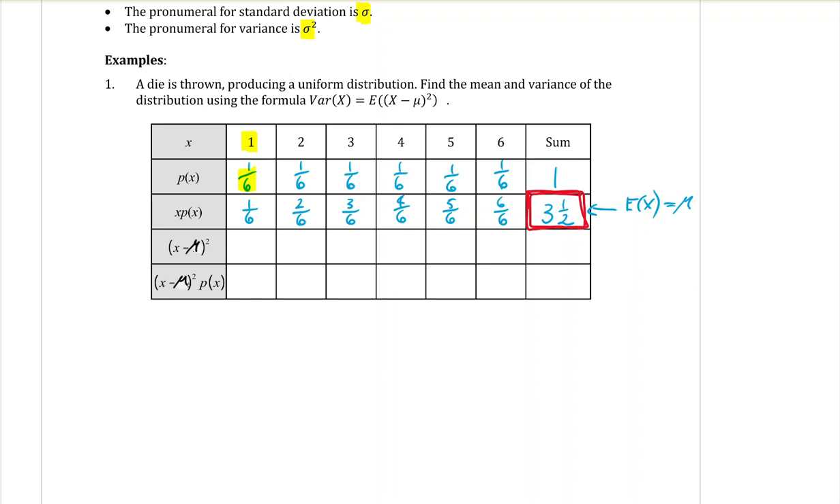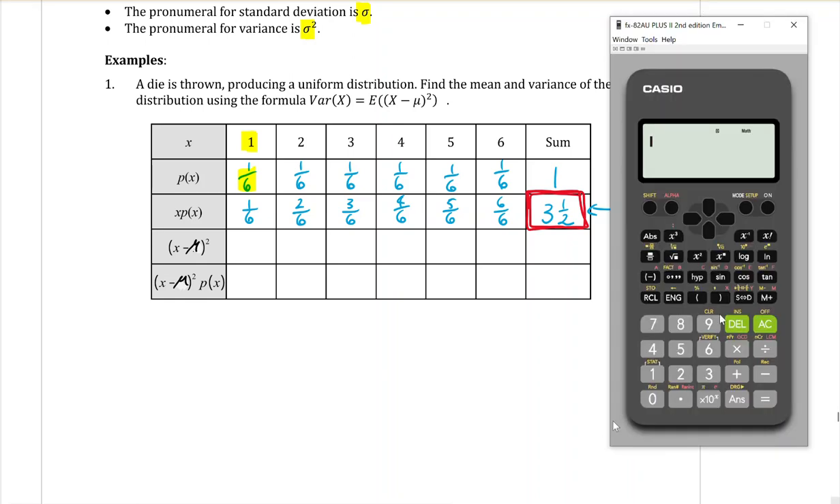So this next row, for each score, I want to do x minus mu. So x for this first one is 1, and I want to subtract 3.5. And then that's going to be in brackets squared. So if you have your calculator, if you type it in once, then you just move it along. You just have to change one number each time. You don't have to retype the whole thing. So it's going to be 1 minus 3.5, close bracket, squared. 6.25 for the first one.